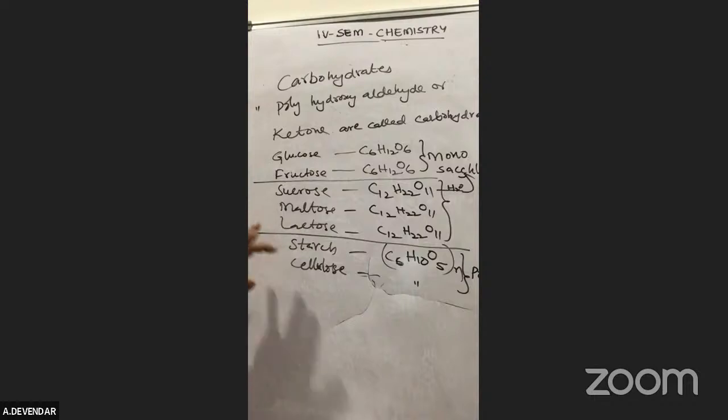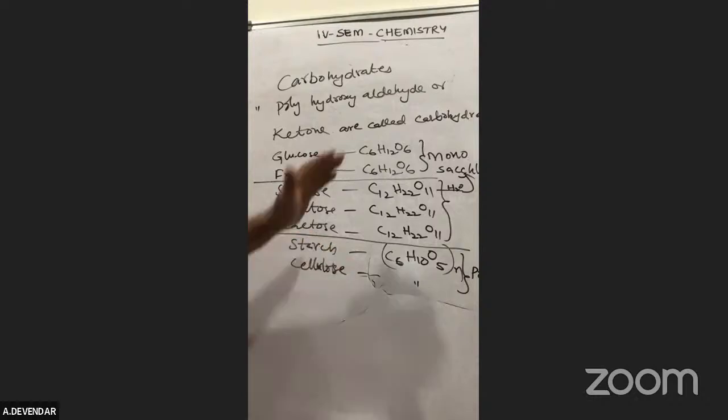Cellulose is a fibrous material present in any food material or plants. From plants, you get cellulose. See that: starch and cellulose. Glucose you can eat. Fructose you take. Sucrose you take. Maltose you take. Lactose you take. But starch and cellulose you cannot take properly; you cannot digest them. Why? Because more than 10 units of monosaccharide units are there.